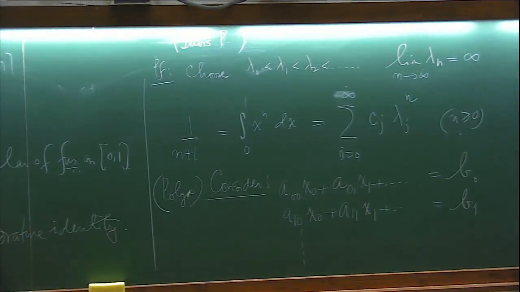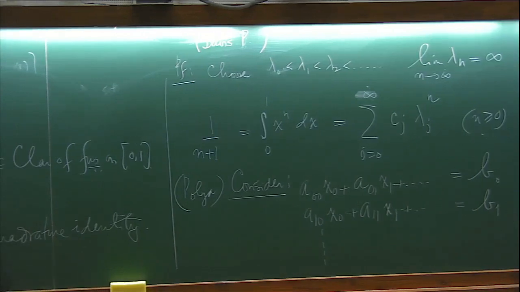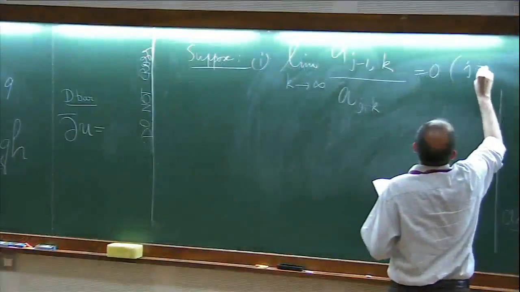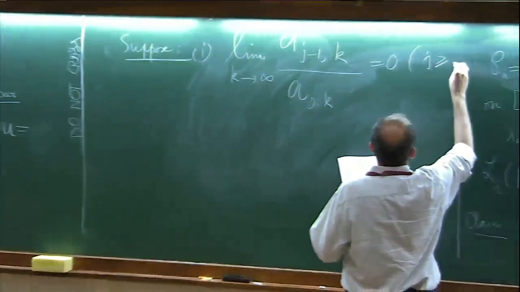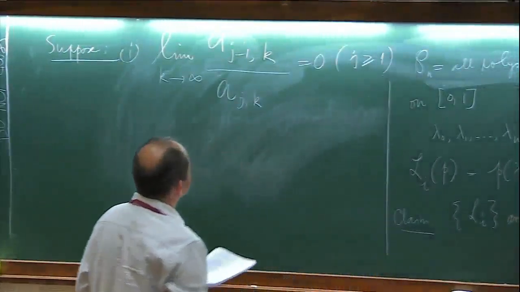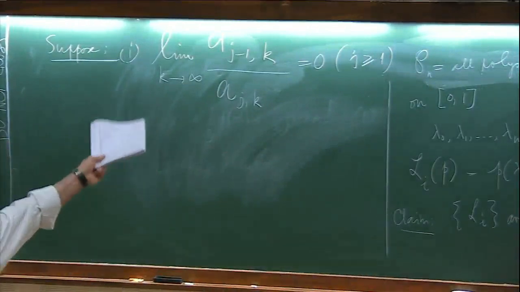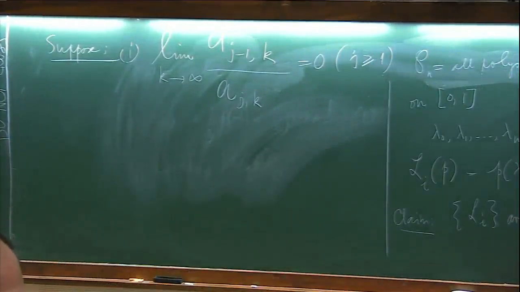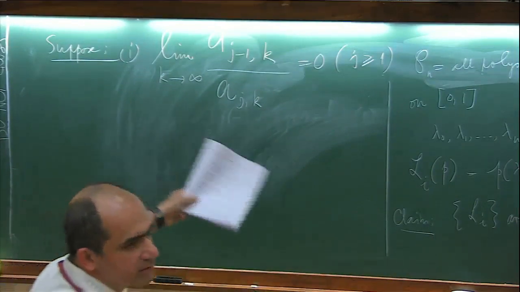Here are two hypotheses. Suppose, number one, the limit as k tends to infinity of a j minus 1 comma k divided by a j comma k is 0 for every j. This is a pointwise condition. There is no uniformity in j. I'm just saying that for every j, this limit must be 0.